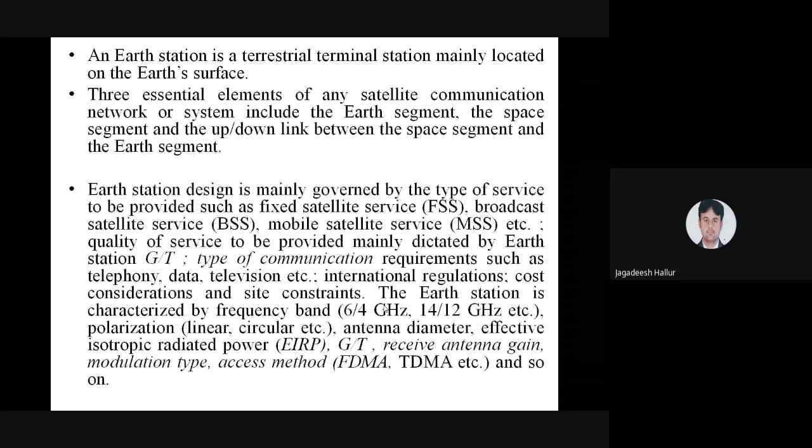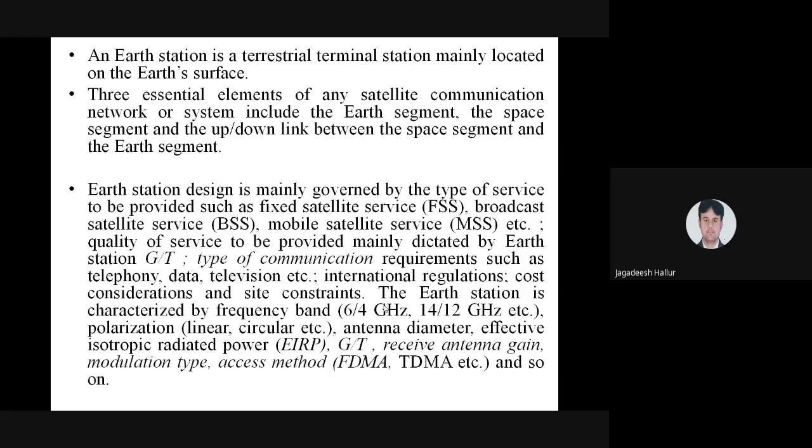Earth station design is mainly governed by the type of services. Once they have finally chosen the particular Earth station, and once you launch a particular satellite in a particular area, in a particular orbit, what are all the services it is going to provide? That is very important. Just launching the satellite is not important. After launching the satellite, how much area it is going to cover and what services it is going to provide from satellite to the Earth station, that is important.